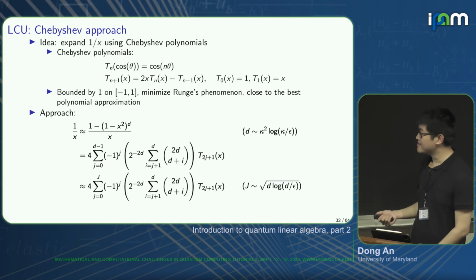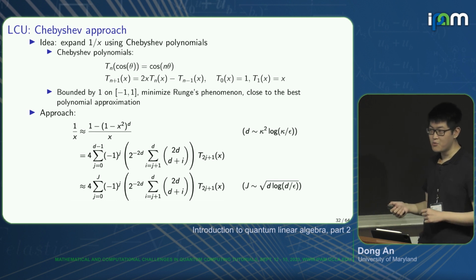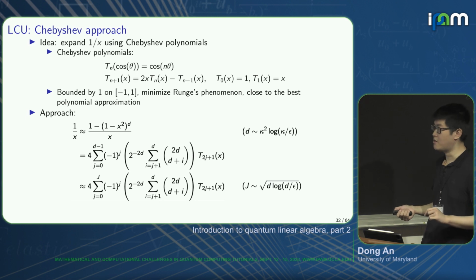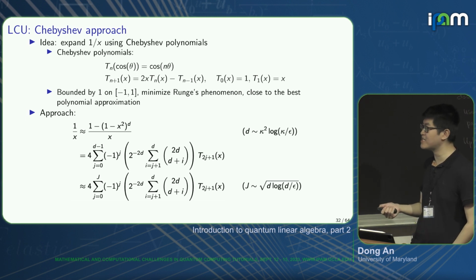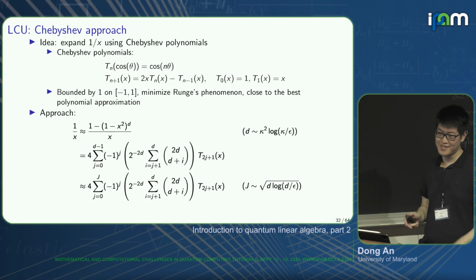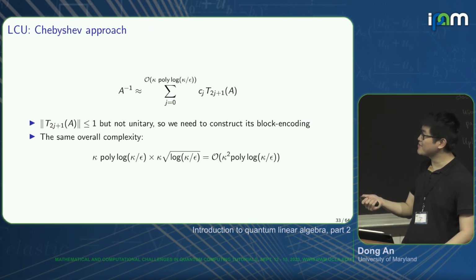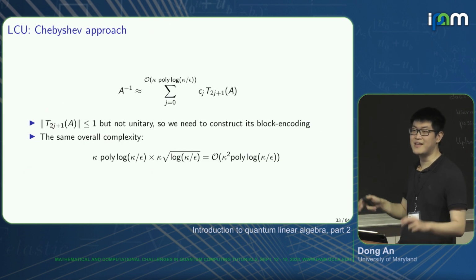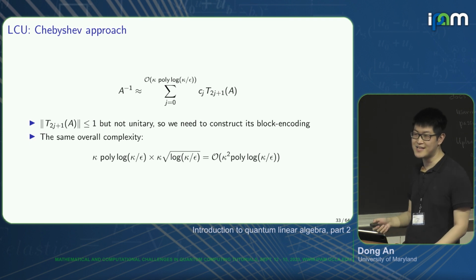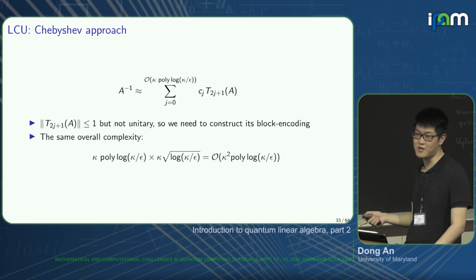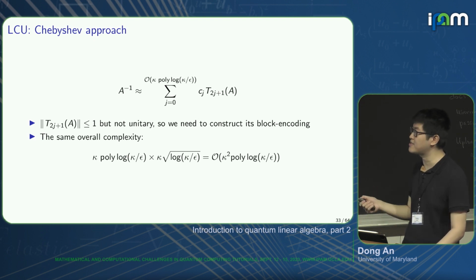Okay, great. We have this approximation, and we want to implement it. We will use LCU, but the question is that here we have a Chebyshev polynomial. If we replace this x by A, we have a Chebyshev polynomial of A, which is not a unitary operator. So what we should do is, again, use LCU, but as a linear combination of block encodings. That is, we need to construct the block encodings of the Chebyshev polynomials, and after that, we can use the LCU to implement this approach.